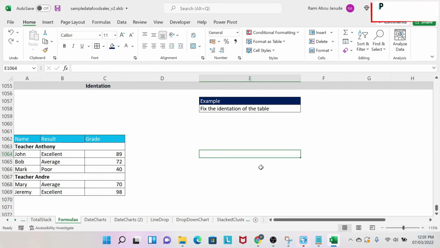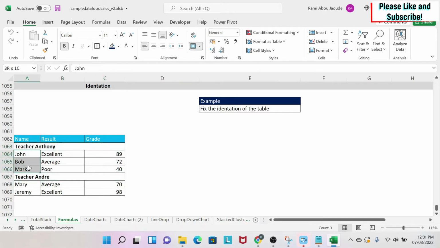The objective of this lesson is to learn indentation in Excel. If you see this table, I have two teachers and then I have the students under each teacher and their grades and so on. Now this table doesn't look very nice because it's hard to read the students under the teacher. So what you could do is use indentation to fix this problem.